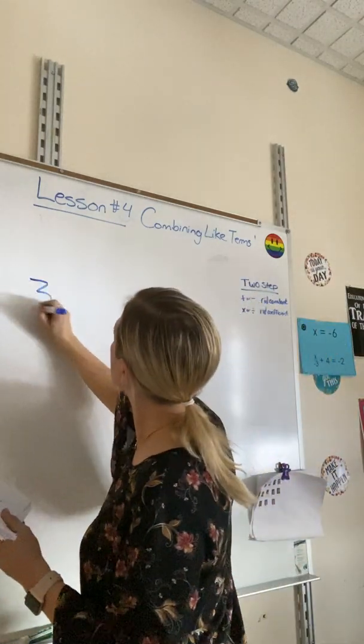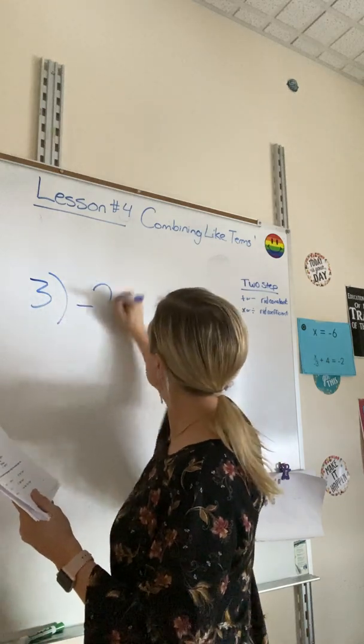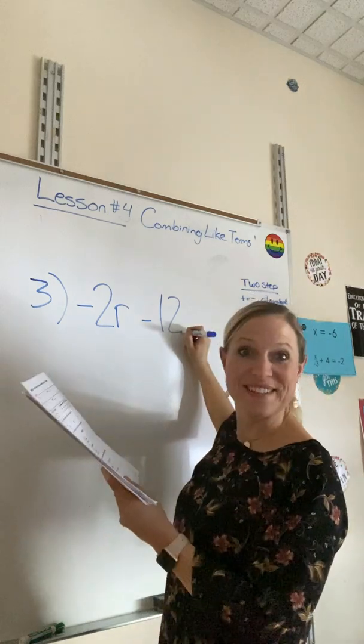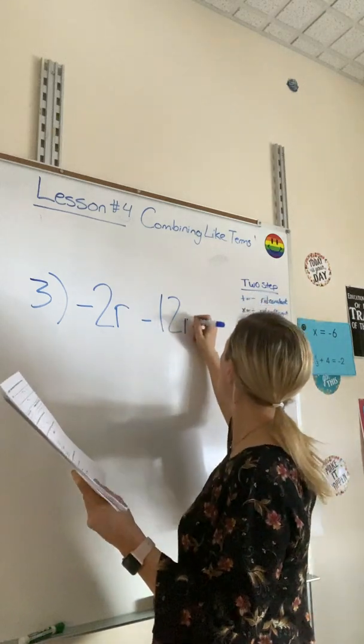Number 3, you have negative 2r minus 12. There's the bell. All right, time to go home, Mrs. Raymond.